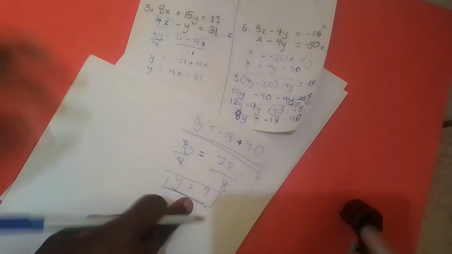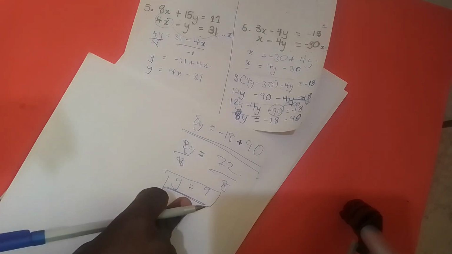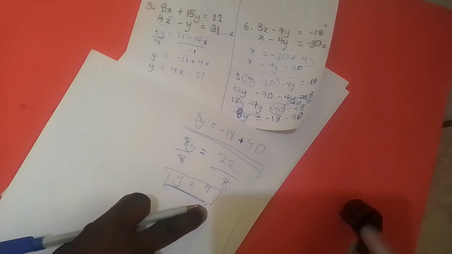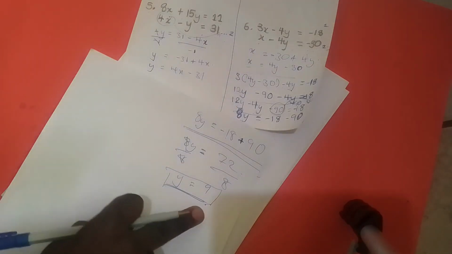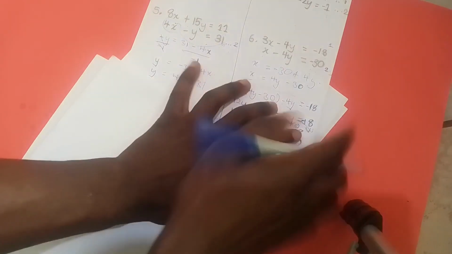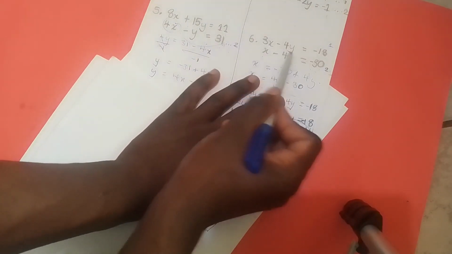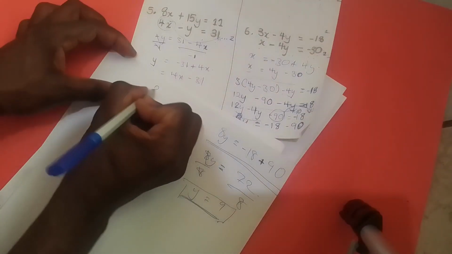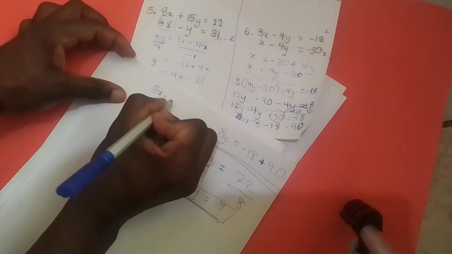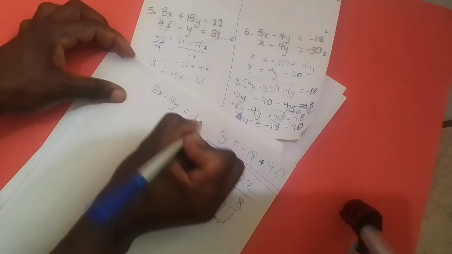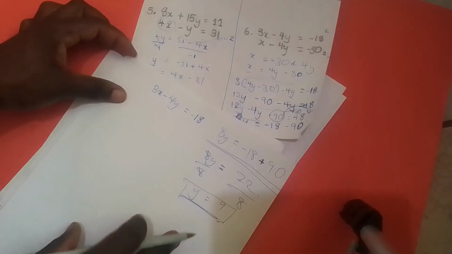Alright, we are now going to substitute y with 9 in any of the equations. You can choose equation 1 or equation 2. I choose equation 1. Equation 1 is number 6: 3x minus 4y is equal to negative 18. Let me write that down for you. So 3x minus 4y is equal to negative 18.